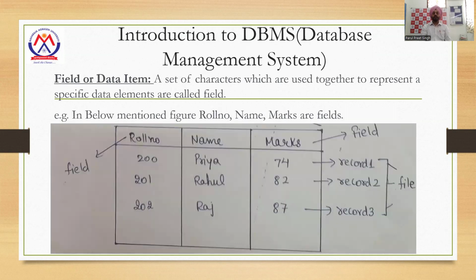Next term is field or data item. A set of characters which are used together to represent a specific data element is called a field. In the below mentioned example, you can see roll number, name, and marks are the various fields, and the information like roll number 200, name Priya, marks 74 is a single record. Then 201, Rahul, 82 is a second record. All these records collectively are called a file. Roll number, name, and marks are the fields here.